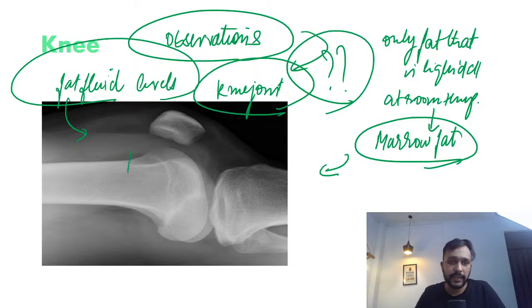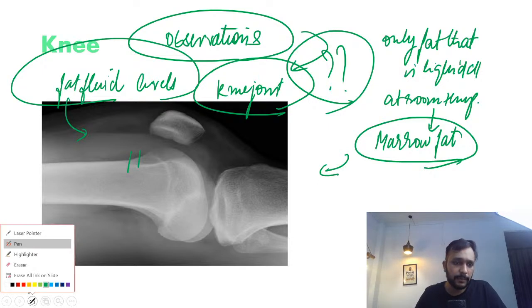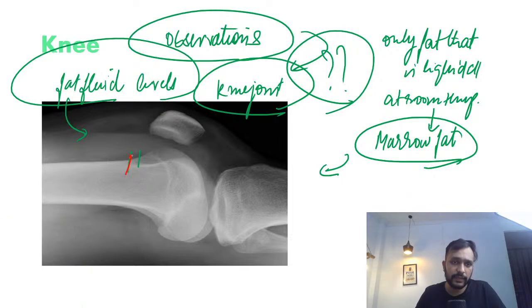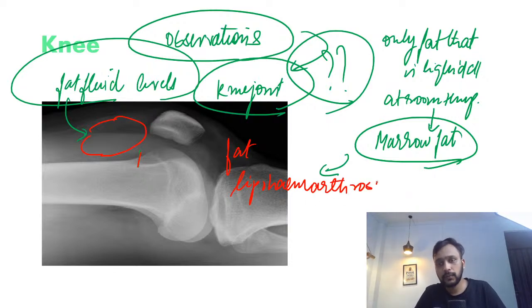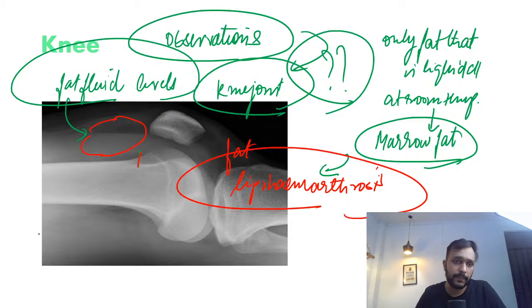what will happen? A break within the cortex of the knee joint will result in oozing of this marrow fat. Okay, and when this fat floats over the fluid as well as blood, it will give these fat fluid levels, and this is known as lipohemarthrosis. Okay, so these fat fluid levels will be seen in a subtle fracture around the knee joint.